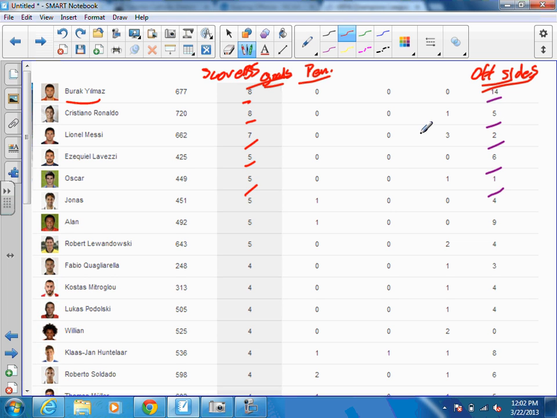Some of them would be very easy. Something like shots and goals would be a very simple one to see a correlation between. You have to shoot in order to get a goal. Yeah, that's an interesting stat. So let's try to plot this together.